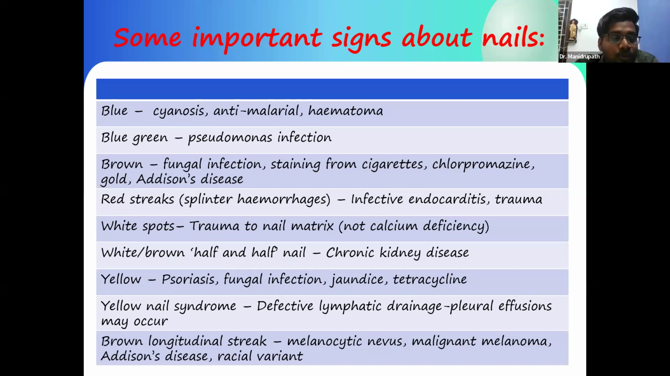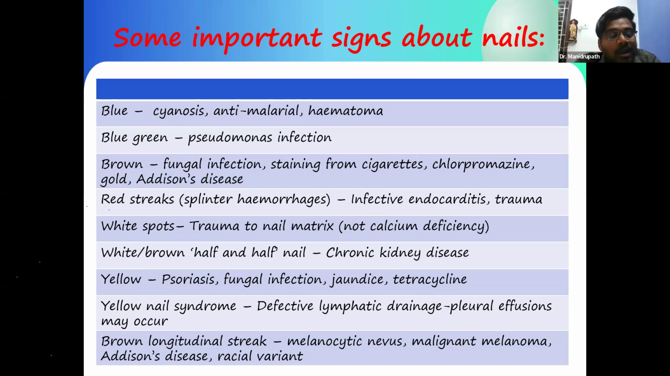If the nail pattern is blue, that indicates cyanosis, antimalarial use, and hematoma. So here you see blueness indicates cyanosis. Whenever you hear the word cyanosis and you see blue nails, the remedies that come into your homeopathic pattern are three: Carbo veg, Camphor, and Veratrum album. There are many, but these three are high grade remedies. Next, blue green indicates Pseudomonas infection.